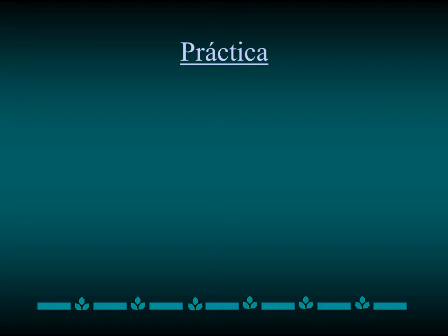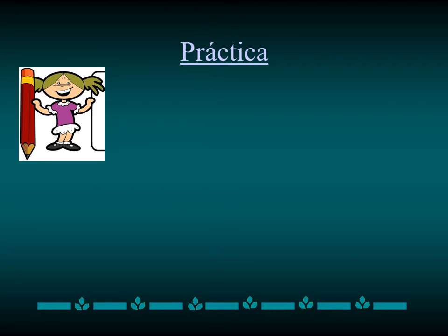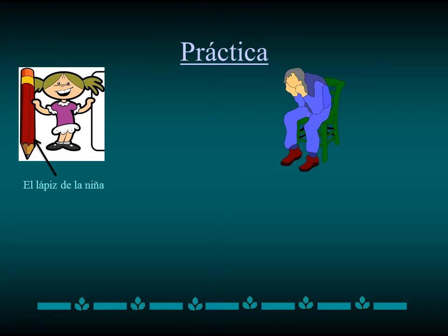Okay, that's really simple. Let's do some práctica here. All right, so here we've got a niña. ¿Qué es esto? What is it? So you tell me, what is that? It's the girl's pencil, which in Spanish is el lápiz de la niña. Okay, ¿qué es eso? So we've got a man sitting in a chair. So how do we say the man's chair? La silla del hombre.